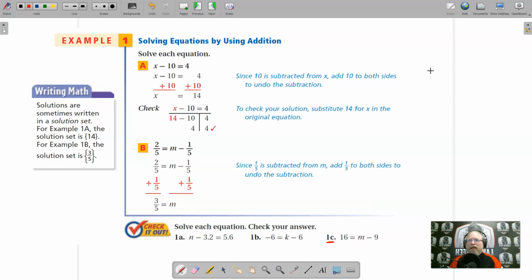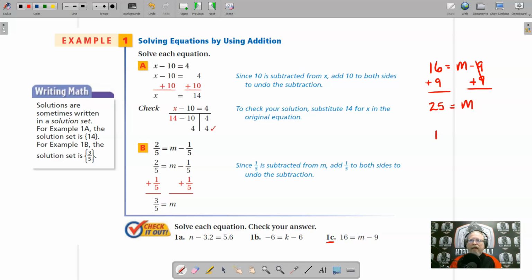Let's do 1c. So I have 16 equals m minus 9. So the m is tied to the 9 through subtraction. The opposite operation is addition. The number that I'm trying to get rid of is 9. And what I do to one side, I'm going to do to the other. In this case, on the right, the negative 9 and positive 9 are going to cancel each other out, leaving me with just the m. And 16 plus 9 is 25.